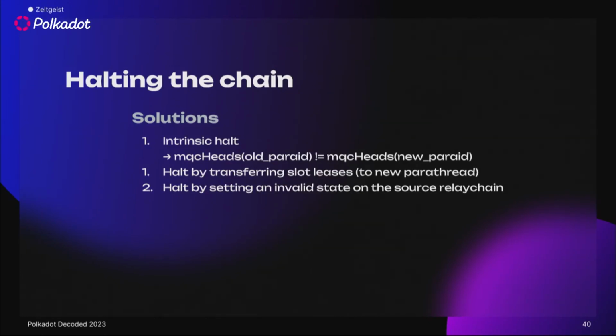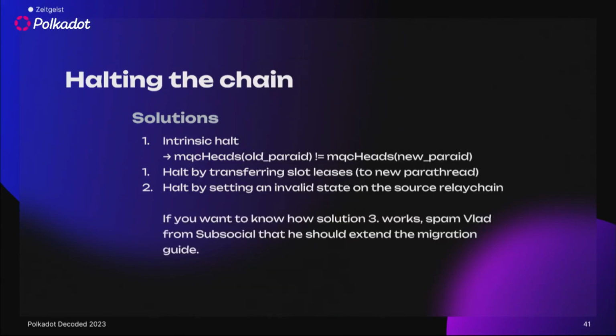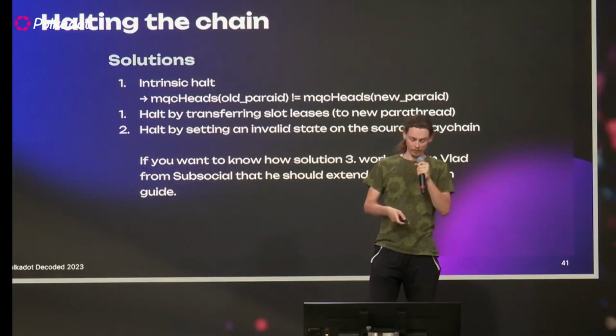The problem with that is that you have to have very good timing about when you do it, because the node, like the validator or the collator in the case of a parachain, could overwrite the state, and this would result in other problems. But if you want to know more about solution 3 and how it works exactly, then please go spam Flat from Subsocial, because he actually successfully executed that solution, but it's not documented anywhere yet.